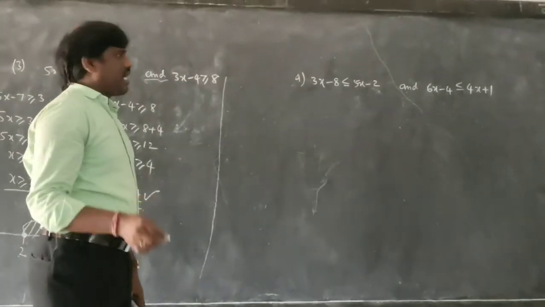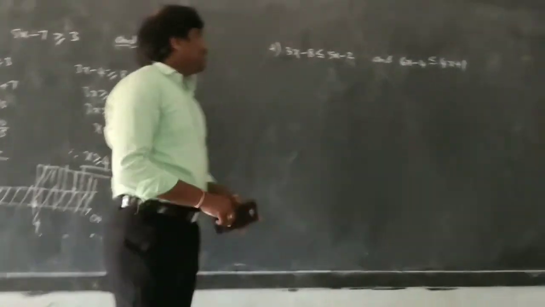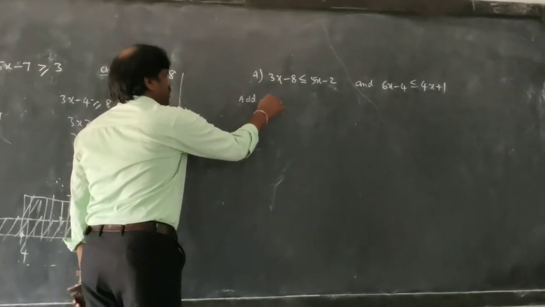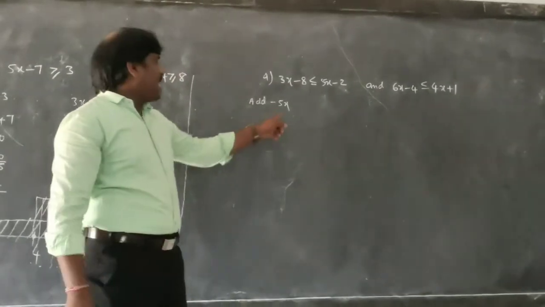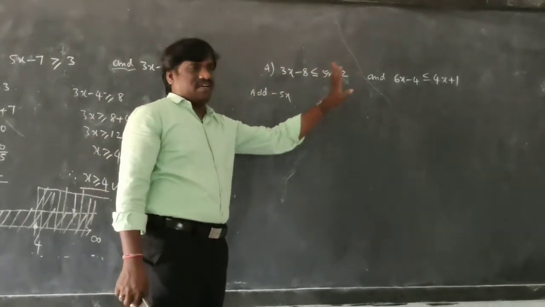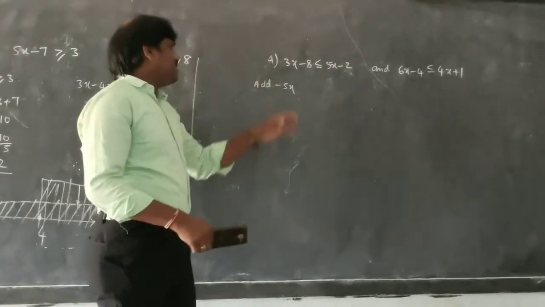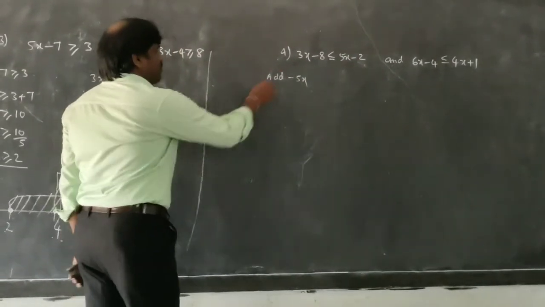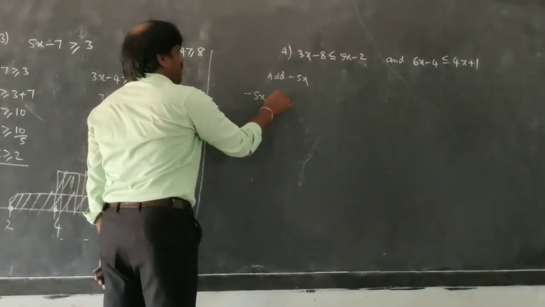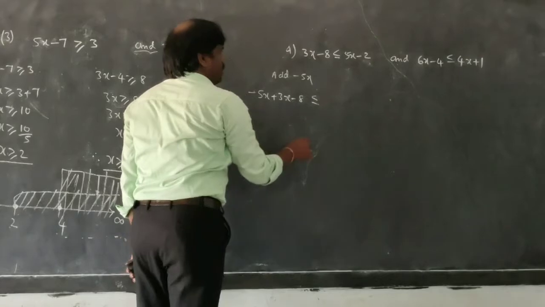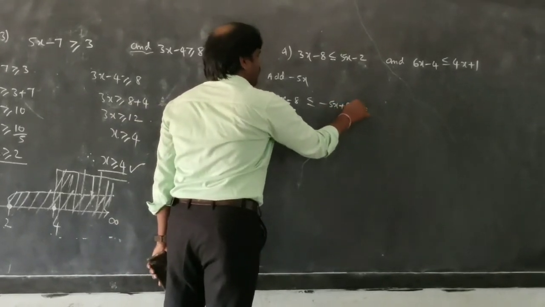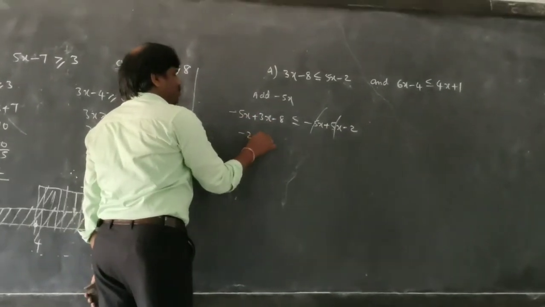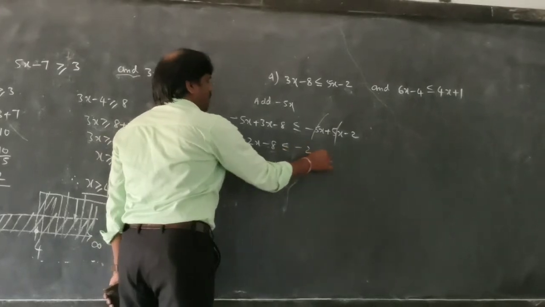What did I do here? I do not write directly the same number on that side, or you just use the mathematical thing, add minus 5x. What is the meaning of add minus 5x? You can add it anywhere on the left side or the right side. So what I get here is minus 5x plus 3x minus 8 less than or equal to minus 5x plus 5x minus 2. This is cancelled. 5x minus 3x is minus 2x minus 8 less than or equal to minus 2.